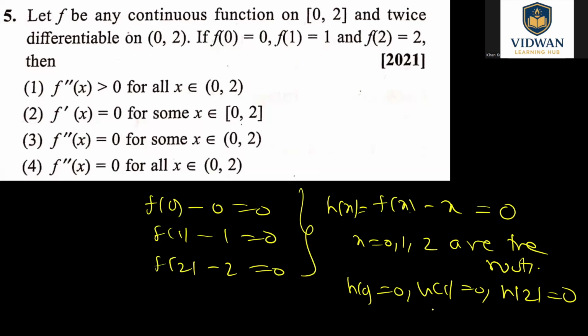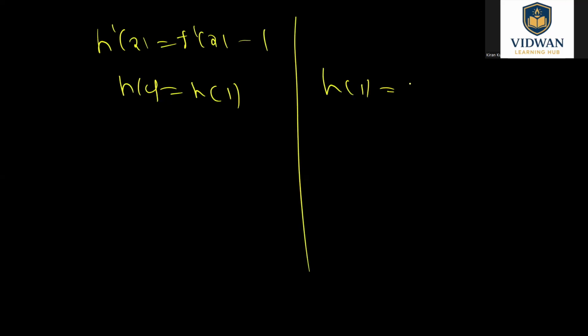So because h of 0 and h of 1 are equal, there will be one root between 0 and 1 by Rolle's theorem. And h of 1 and h of 2 are also equal. Between 1 and 2, there will be one root. So if I differentiate this and find h dash x, it will be f dash x minus 1. So since h of 0 equal to h of 1 for the first part, then h of 1 equal to h of 2 for the second part. So clearly what do you conclude?